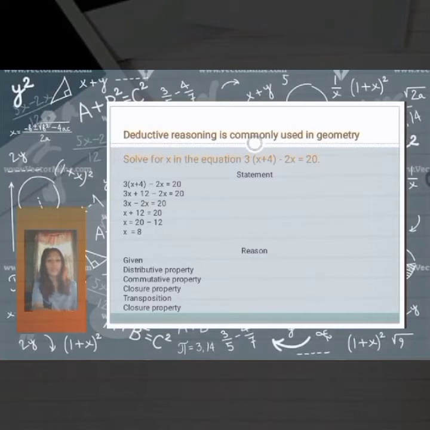The next thing to do is to transpose the 12 to the right side. So it will become x is equal to 20 minus 12. And the reason for this statement is transposition. It will become x is equal to 8, and that is the closure property. That is how to apply deductive reasoning.